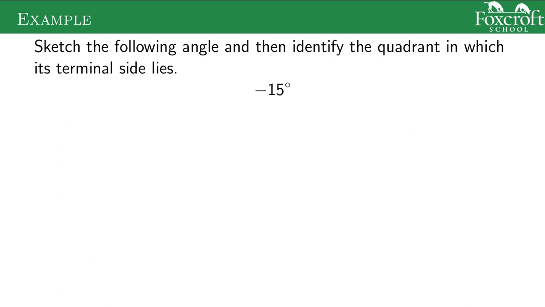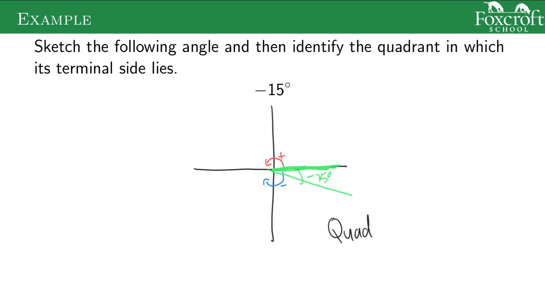All right, negative 15 degrees. The only difference between positive and negative: if I go this direction, that's a positive angle. And if I go this direction, clockwise, that's a negative angle. So I'm going to start with one side on the positive x-axis. And where's the other side going to go? I'm going to rotate clockwise 15 degrees. 15 degrees is not a lot, something like that. And that's going to tell me this is in quadrant 4.